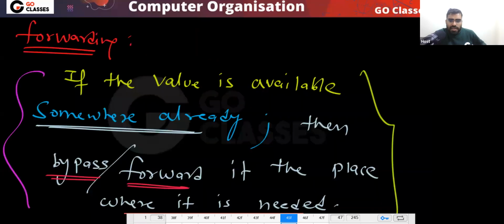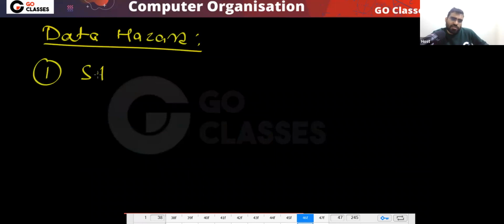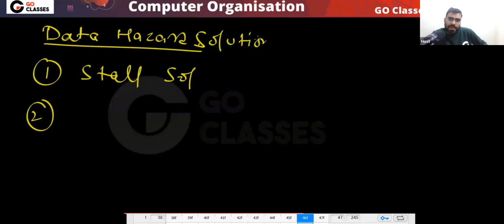That's it. This is your forwarding. For the data hazard, we have seen two solutions. What are those? We have seen the stall solution. And what is the other? That is the forwarding solution.